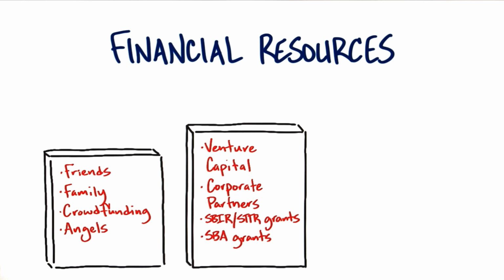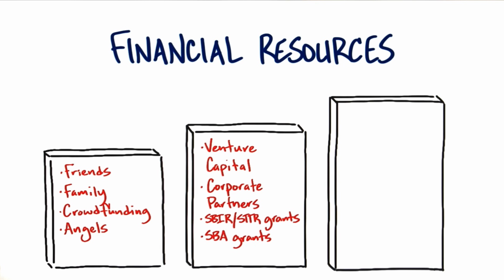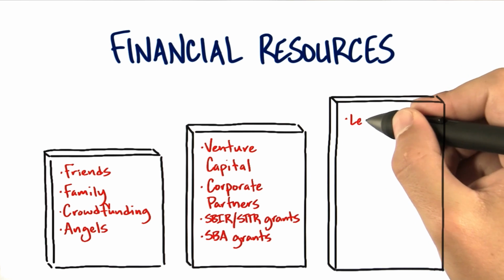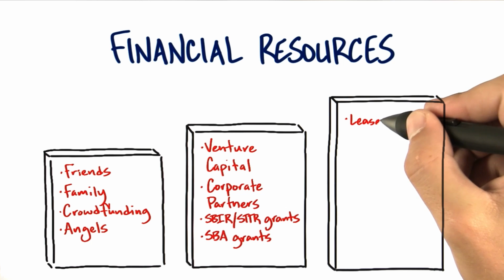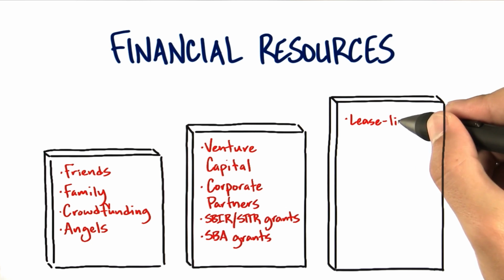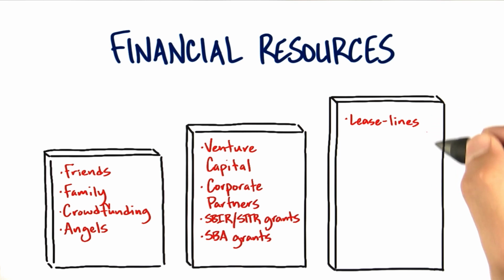Now, once your startup is up and running and you're generating orders and revenue, there's some other alternatives. So, for example, you might be able to go to a bank and have them finance the lease of expensive physical equipment. If you're buying tons of computers or vehicles or manufacturing equipment, you might actually be able to get what's called a lease line so you don't have to pay cash for them.